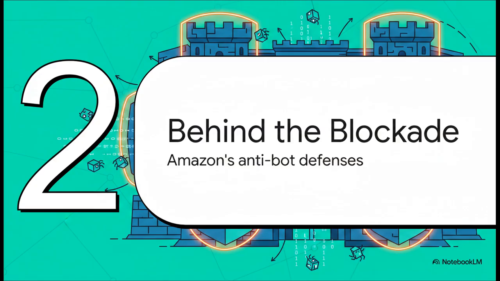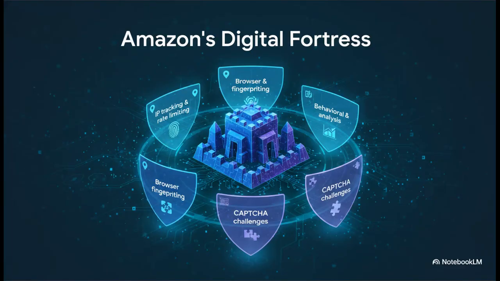Let's take a look behind the blockade at Amazon's really sophisticated anti-bot defenses. You gotta understand, Amazon isn't just using one trick. It's a whole multi-layered defense system. They're tracking your IP address and how many requests you send per minute. They're analyzing your browser's unique fingerprint, all those little details like your screen size and fonts that make you, you. They even analyze how your mouse moves to see if you act human. And of course, there are those dreaded CAPTCHAs and pages that load content in weird ways, specifically designed to trip up simple scrapers.